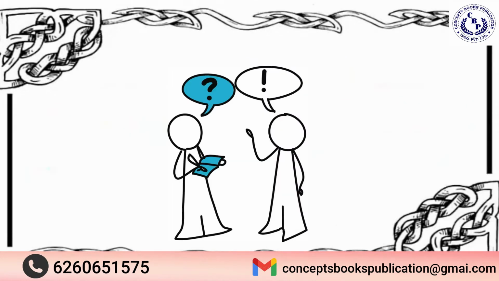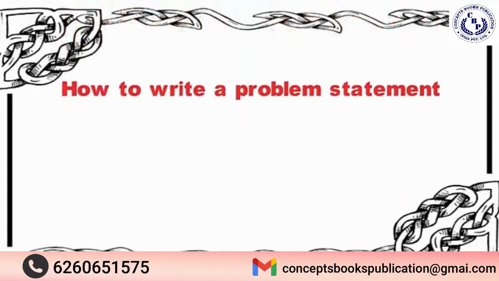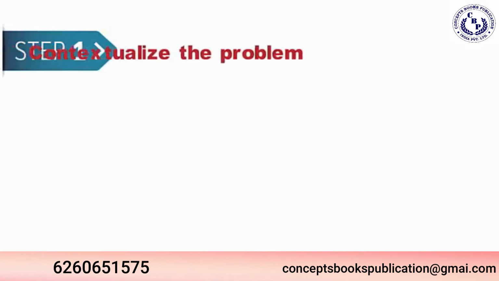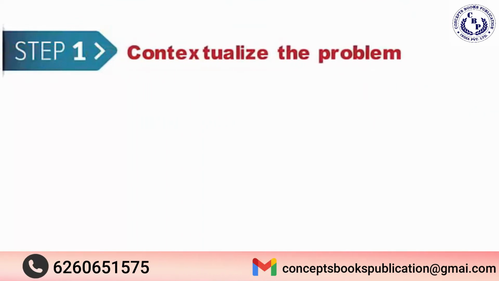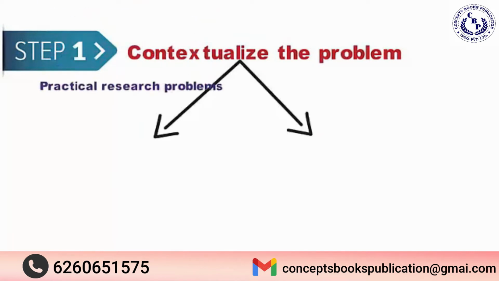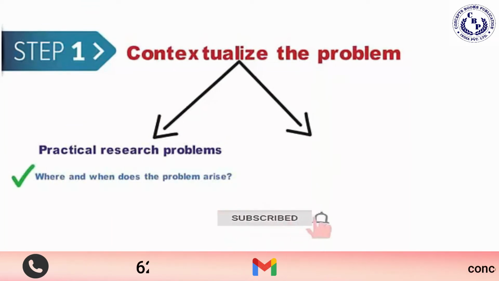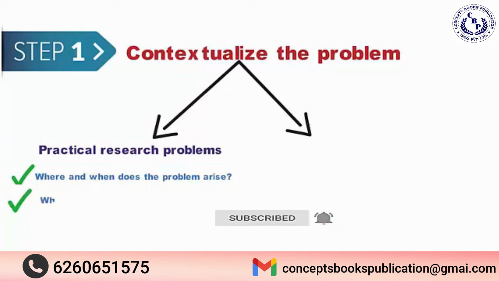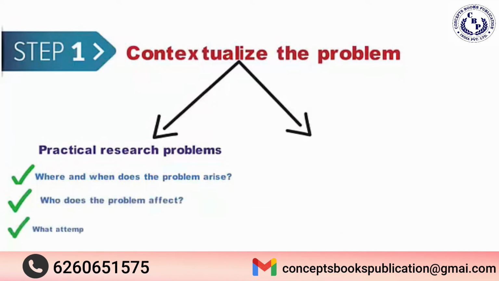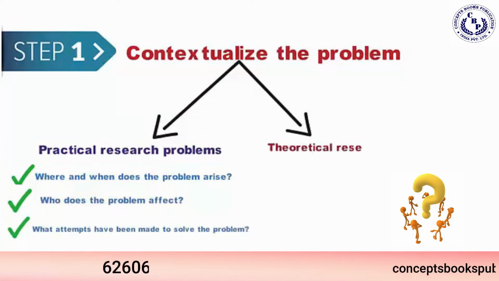Now going to our main topic: how to write a problem statement. Step 1. Contextualize the problem. The problem statement should frame your research problem in its particular context and give some background on what is already known about it. Practical research problems. For practical research, focus on the concrete details of the situation. Where and when does the problem arise? Who does the problem affect? What attempts have been made to solve the problem?